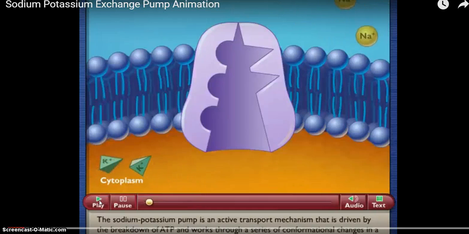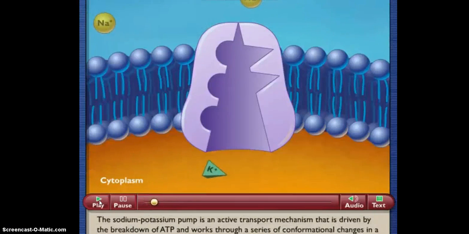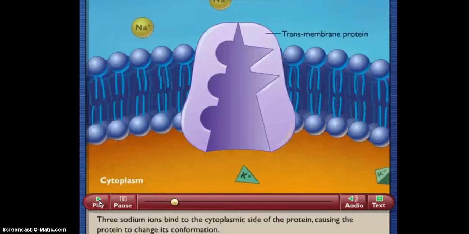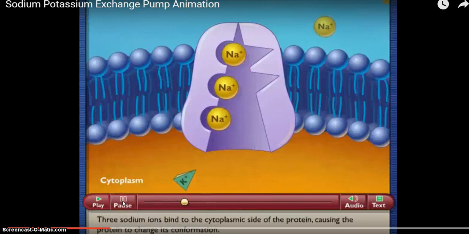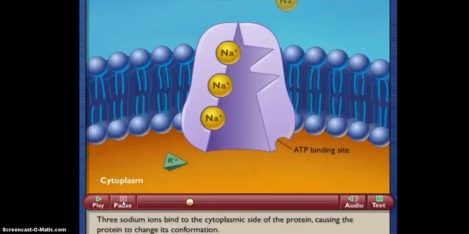The sodium-potassium pump is an active transport mechanism that is driven by the breakdown of ATP and works through a series of conformational changes in a transmembrane protein. 3 sodium ions bind to the cytoplasmic side of the protein, causing the protein to change its conformation.